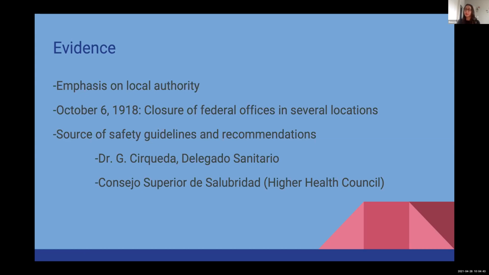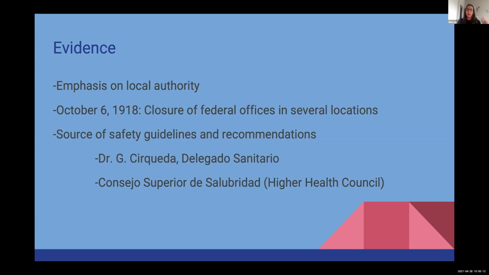So on October 6th, very early as it was coming across the northern border, several federal offices were closed in northern Mexico because of outbreaks of Spanish flu among postal workers. Not only did this close these federal offices, it also cut off a key line of communication between the federal government and state governments.